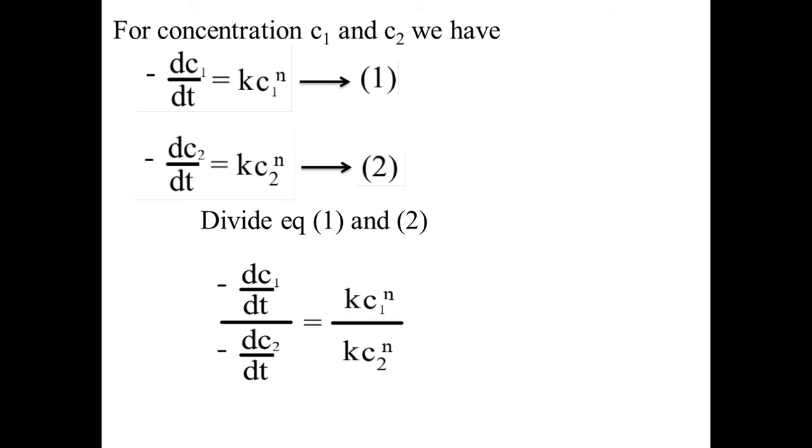For concentrations C1 and C2, for concentration C1, the equation is minus dC1 divided by dt equals kC1 to the power of n. This is equation number 1. For concentration C2, the equation is minus dC2 divided by dt equals kC2 to the power of n. This is equation number 2. Divide equation 1 by 2. The equation is minus dC1 divided by dt divided by minus dC2 divided by dt equals kC1 to the power of n divided by kC2 to the power of n. Here k has been cancelled.